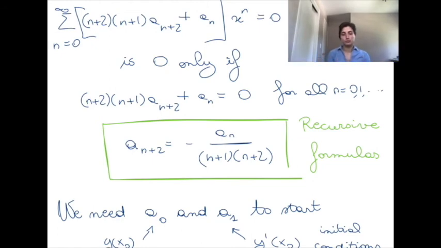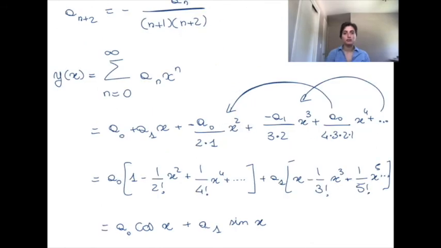We need two values to start to apply this recursive formula. We need a0 and a1. But a0 is the value of y at x0, and a1 is the first derivative of y at x0. So the initial conditions give us explicitly a0 and a1. So we can start computing it. So we write y of x as the infinite power series. Let's try to be more precise.